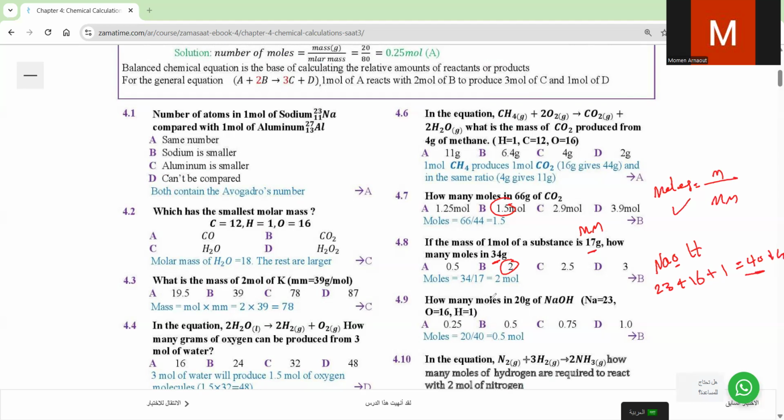How many moles in 20 grams? If the molar mass is 40, so how many moles in 20 grams? It will be half. 20 divided by 40.